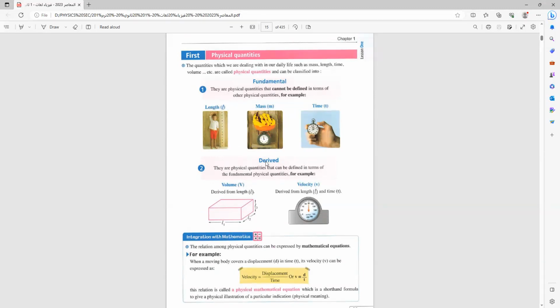The second type of physical quantity is the physical quantity that can be defined in terms of other physical quantities. Example, volume. Volume of this shape equals what? Length times width times height. So it can be explained in terms of other physical quantities. It can be defined. What about velocity? Velocity is a derived physical quantity. Why? Because it can be defined in terms of other physical quantities. It needs an explanation. Okay?